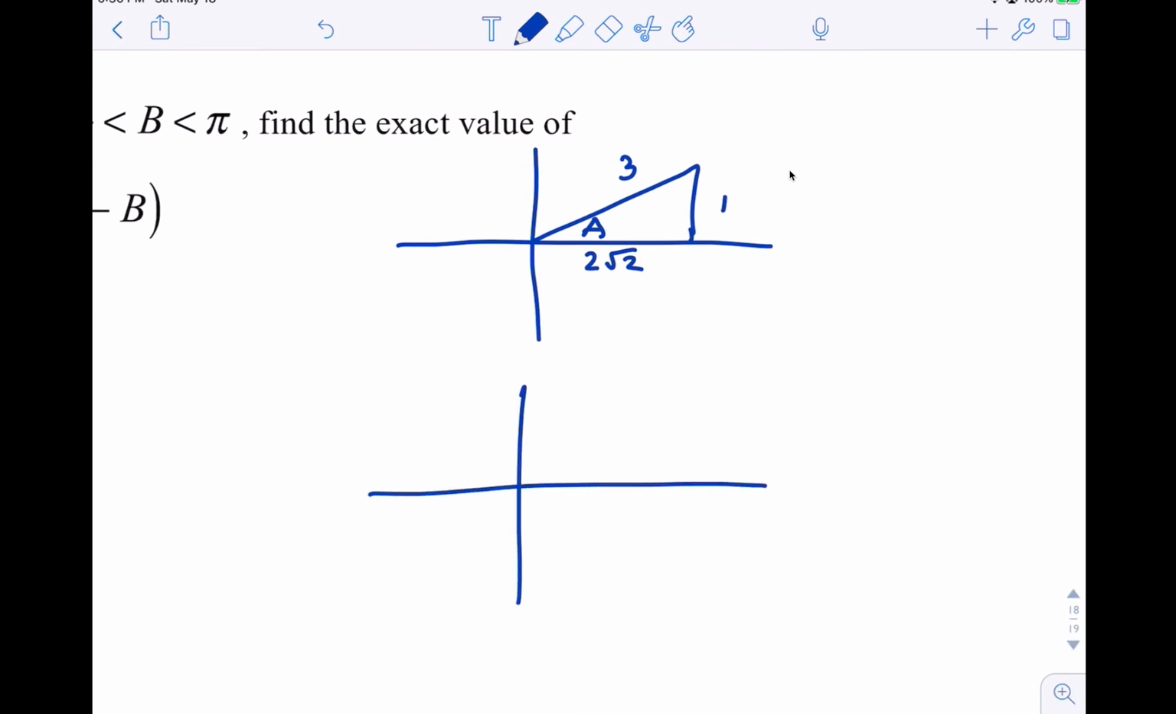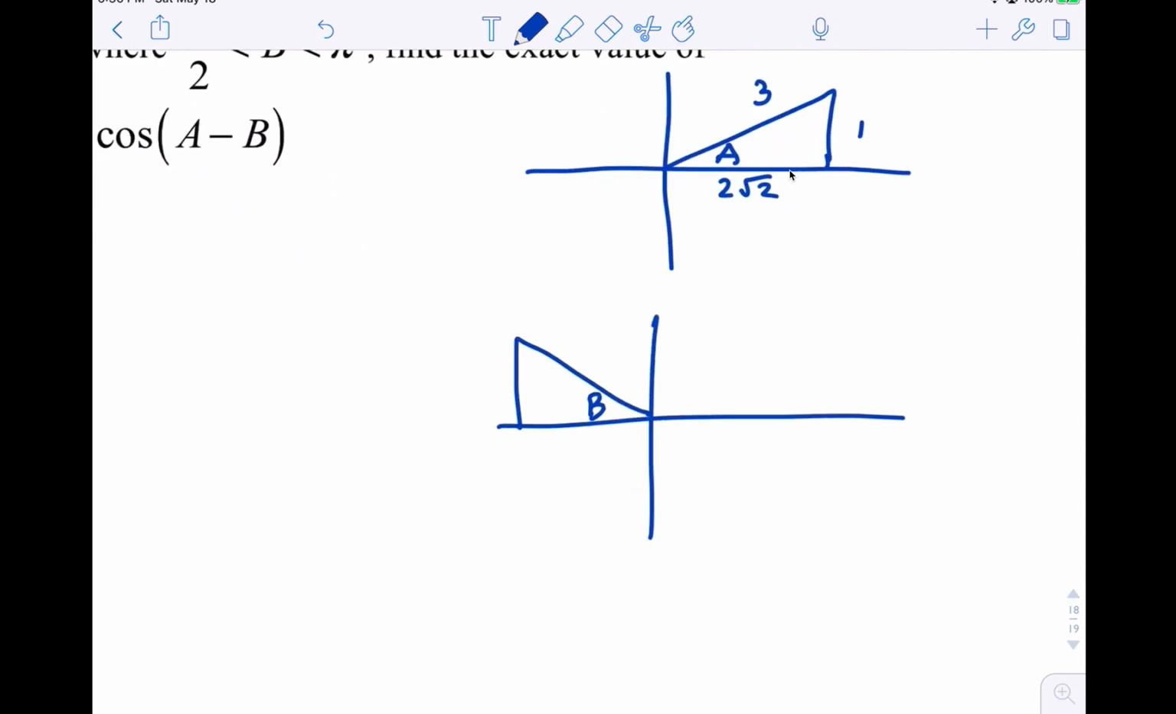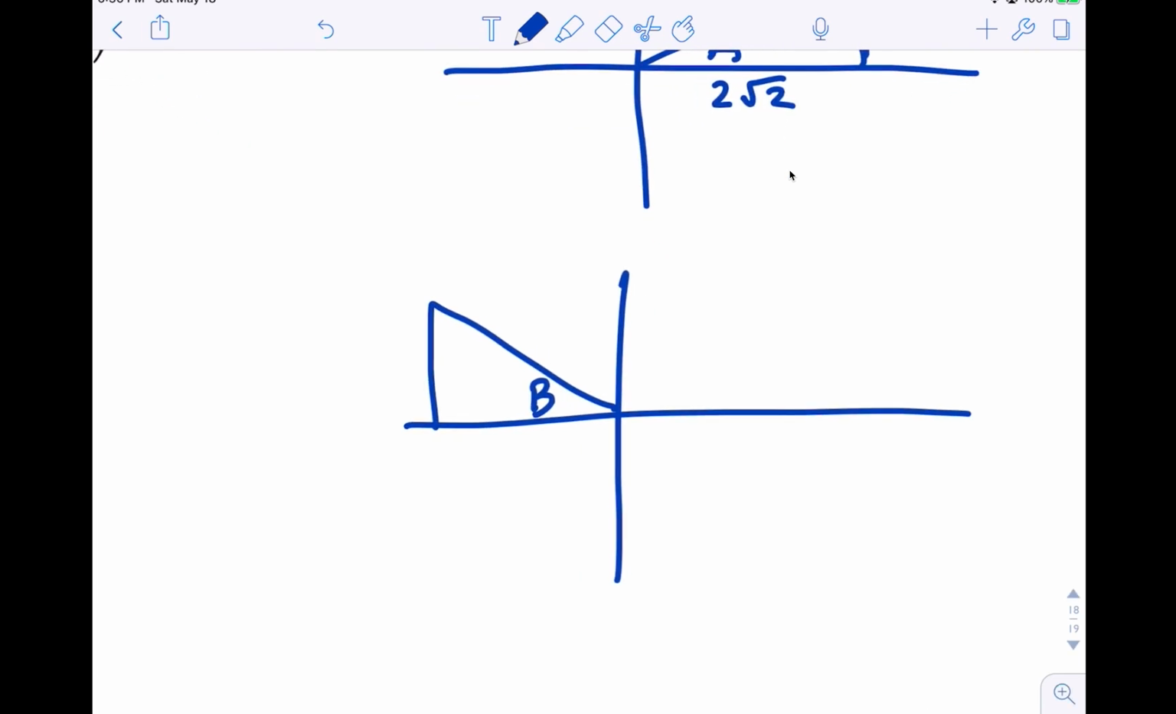And then B is between pi over 2 and pi, which is here, and tangent is -7. So remember, tangent is y over x, so it would be 7 over -1, which then leaves me with square root of 50, right? Square root of 50 is 5 root 2.